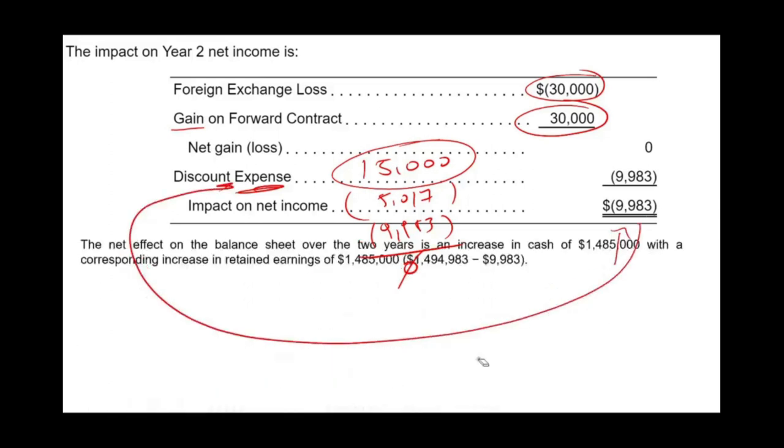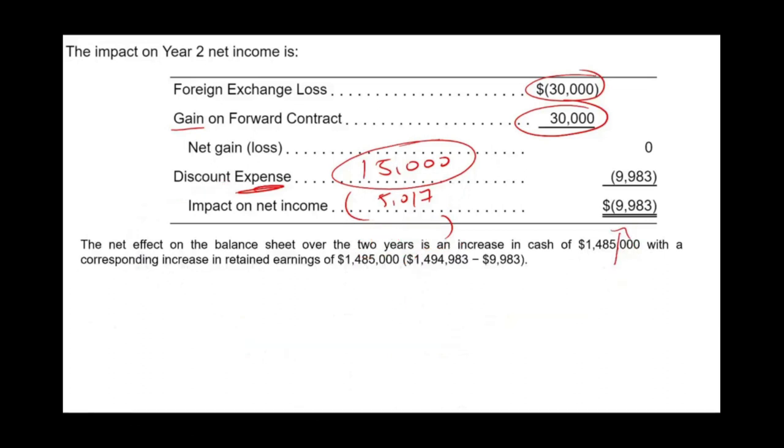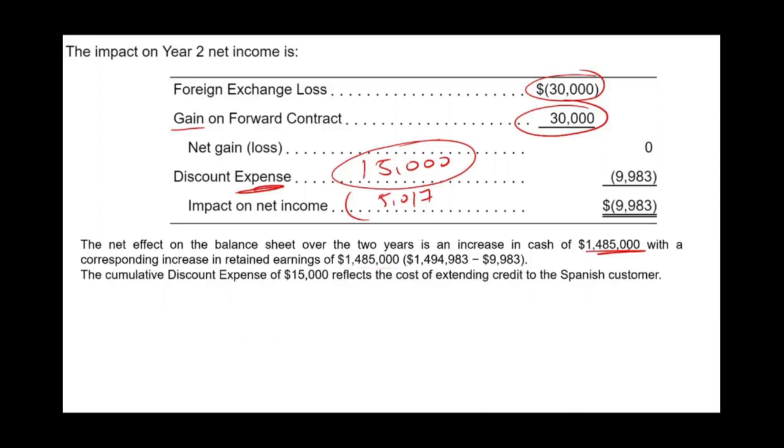So all in all, the net effect on the balance sheet over the 2 year period. After all things said and done, we have 1,485 in cash. So cash went up by that much, and a corresponding retained earnings went up by that much. So this is on the balance sheet. The cumulative discount is 15,000, which was broken down into 2 years, 5,017 in year one, and 9,983 in year two. So this is the 15,000.